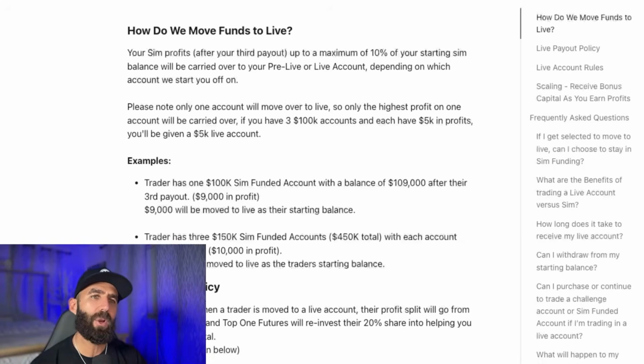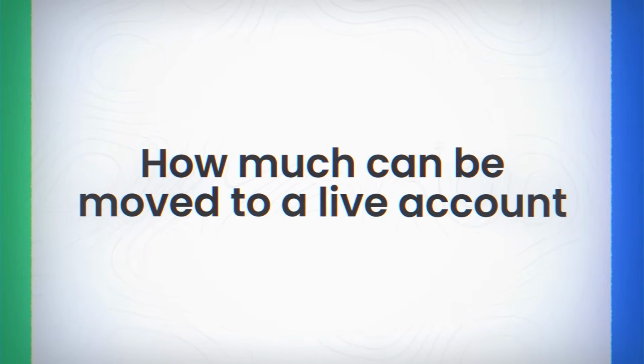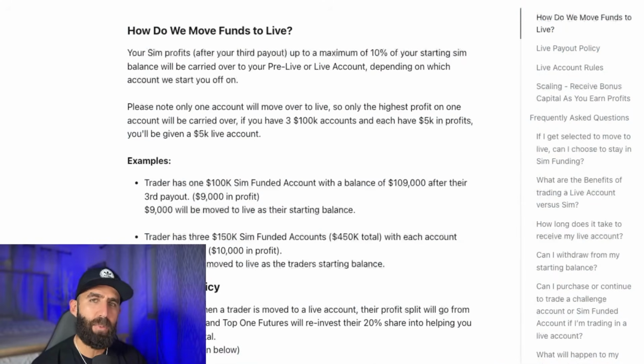What I want to note here is how much and what accounts are considered, how much can be moved to a live account. The maximum is 10% of one account that's being moved live, right? So for example, if you're trading a 50K account, you take 3 payouts from an instant funded, you are considered to be moved to live after that third payout, and up to 10% of that starting balance. So up to $5,000, for example, from a 50K account, up to $15,000 from a 150K account can be transitioned to your live starting balance. Not to withdraw, but that's your live starting capital, right, to be able to work with.